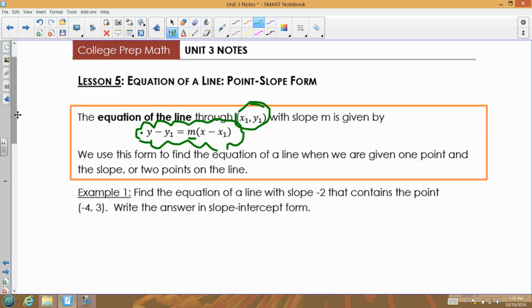So for example 1, find the equation of a line with slope -2 that contains the point -4, 3. Write the answer in slope-intercept form. So our final answer has to be simplified into y equals mx plus b. That's what that means. But the quick way to do this problem is to use the point-slope form because they give us a slope and they give us a point that it has to pass through.